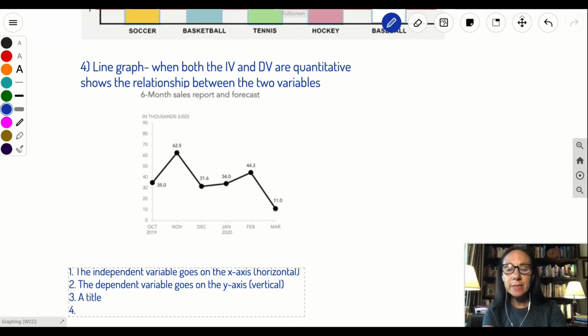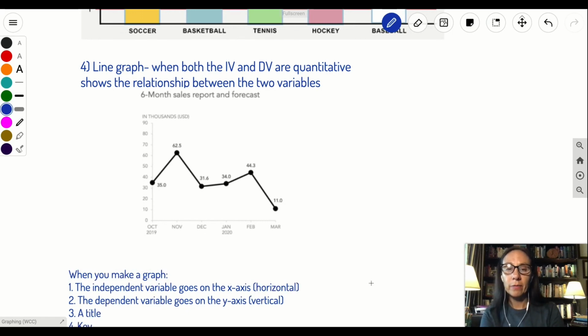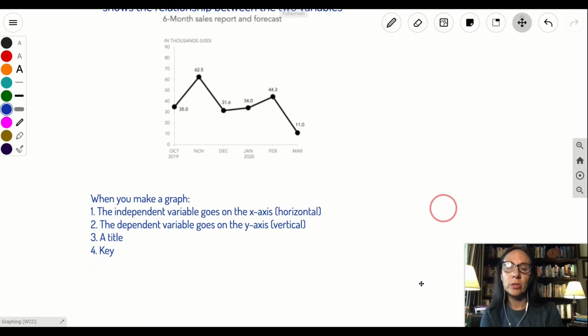And then the last thing is if you have more than one variable showing on a graph, like for example, you have more than one dependent variable on a line graph, then you would need a key. Okay, and a key would tell you what each line stands for.